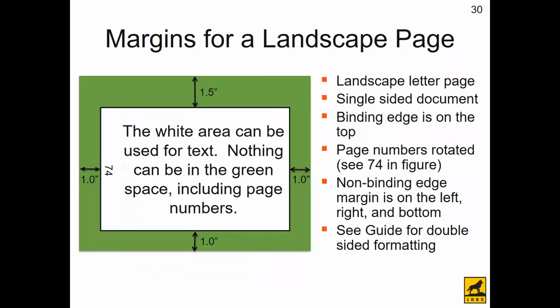If we're talking about a landscape page, those pages are going to look like this probably in your Word document, or rotated like they are shown on the graph. The binding edge now is on the top of those pages, because when we rotate them 90 degrees counterclockwise to put them in a book, that 1.5 inches is where you're going to need to have that space for the binding. And so this is, again, for a single-sided document. The page numbers are rotated. We've illustrated that with the 74 here. And the non-binding edge margin would be the left, right, and the bottom.